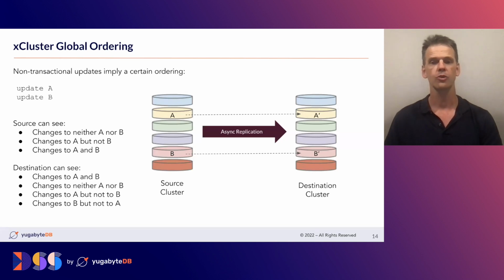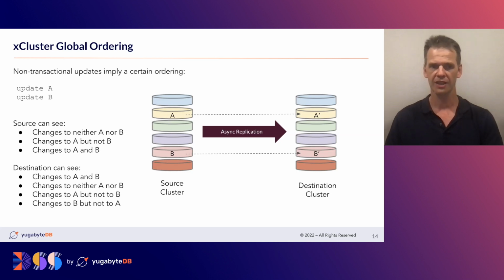The other thing it doesn't do is have any concept of global ordering. Imagine I've got A and B again, but in this case, they're not inside a transaction. But A has been applied first, and then B gets applied. Well, on my source cluster, again, I can either see A and B, both those changes, or I can see neither A nor B. But at some point in time, I should be able to see A, but I shouldn't be able to see B. That works really well on the source cluster.